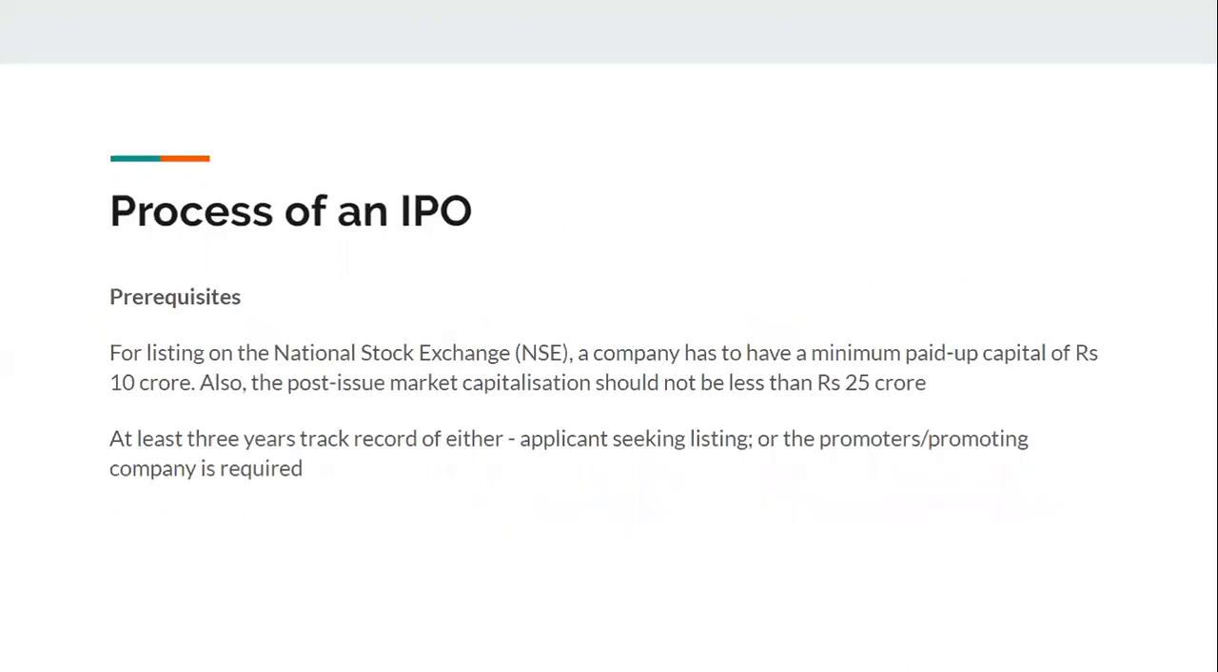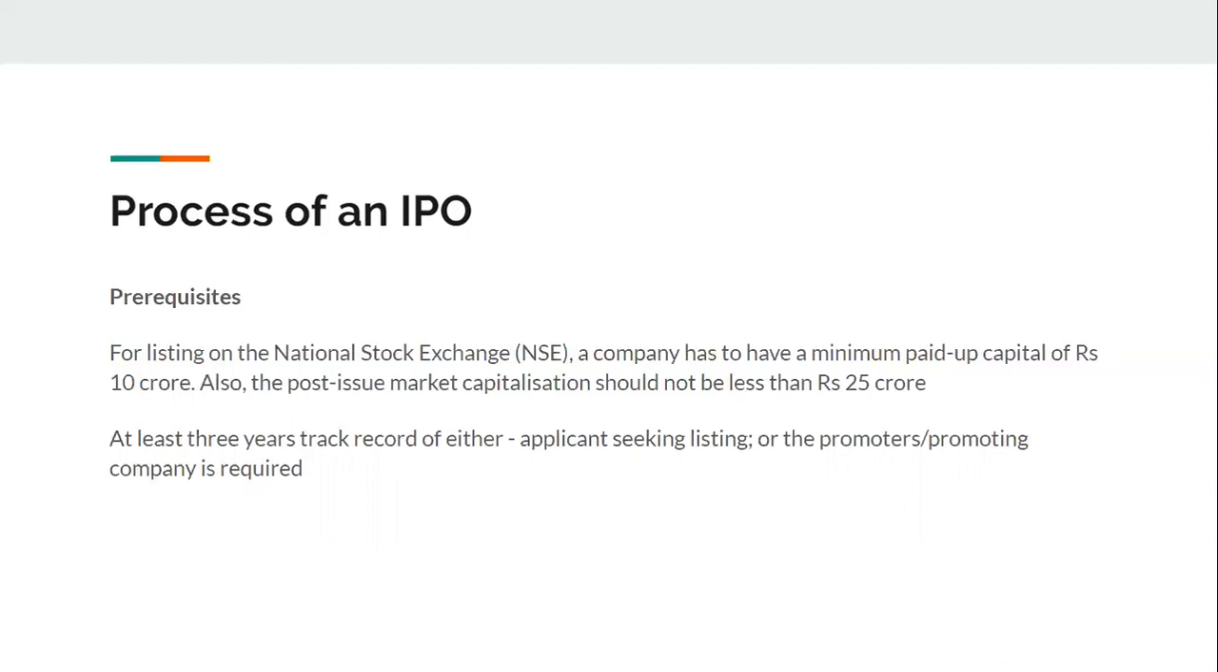And any company, when it goes for an initial public offer, there are certain prerequisites which it needs to satisfy. Only then will it be eligible to get itself listed on the exchange. For NSE, if a company wants to list itself, it needs to have a minimum paid up capital of 10 crore. And after the IPO is done and the company gets listed, the market capitalization should not be less than 25 crore at any point of time. Here market capitalization means the market price of that particular share multiplied by the number of shares available for trading.